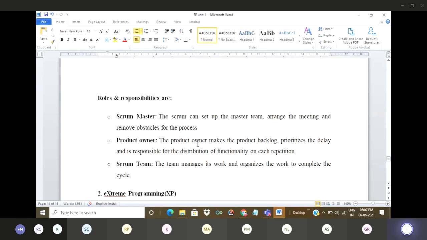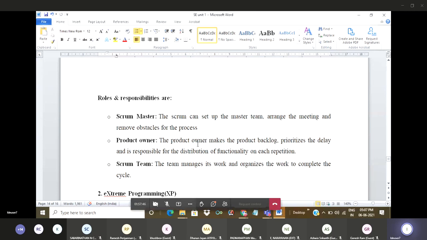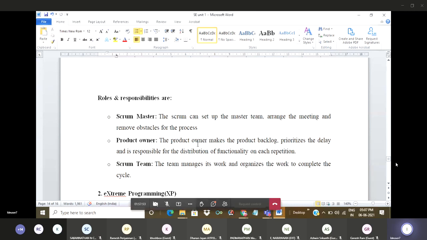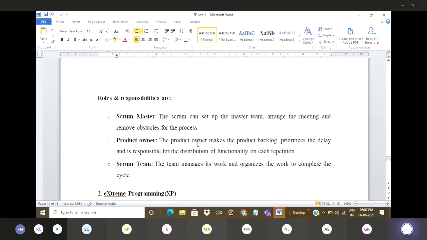So tomorrow we will discuss the W5HH principle, process and project, software measurement, software project estimation, decomposition technique, project scheduling, risk management, risk identification, risk projection, and refinement. We will discuss it tomorrow.